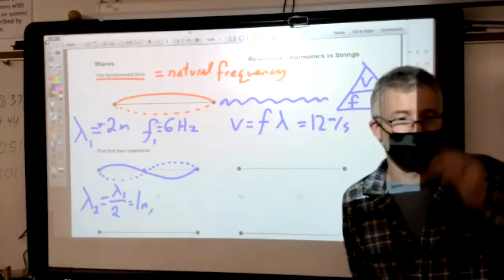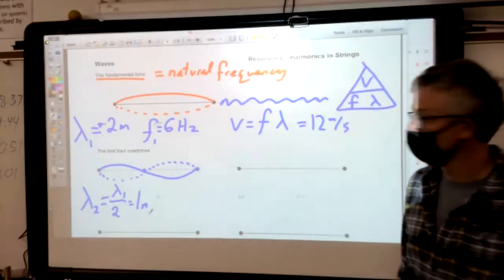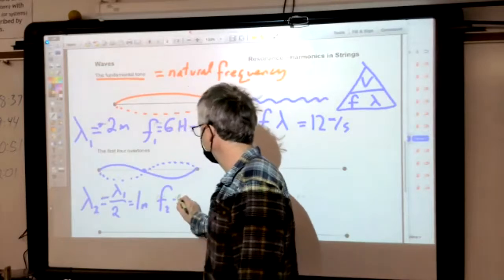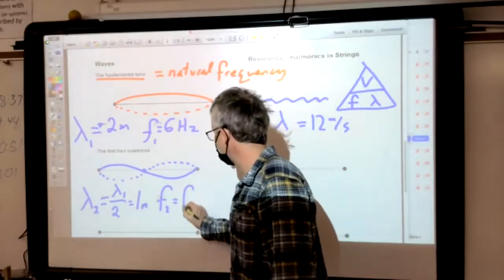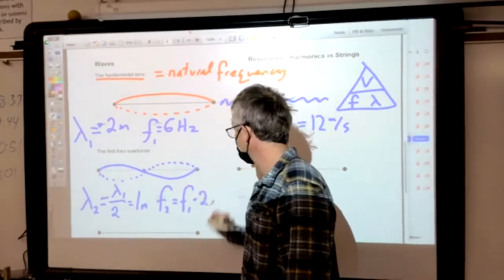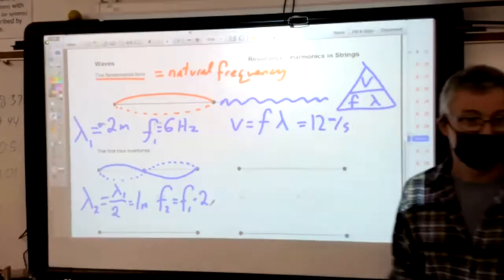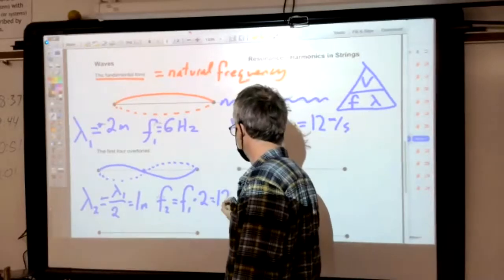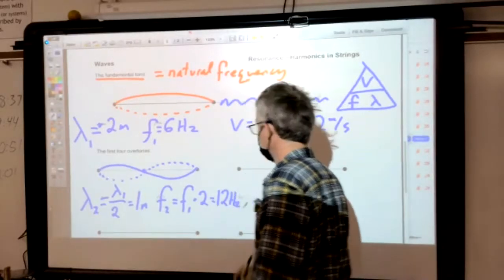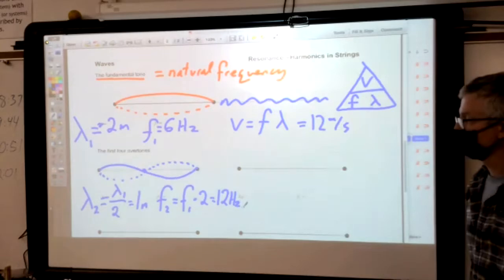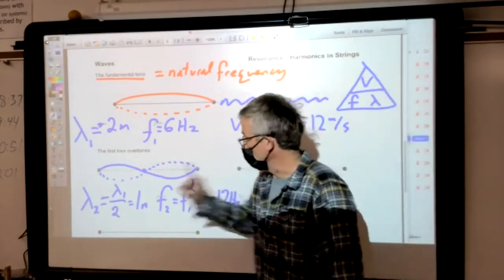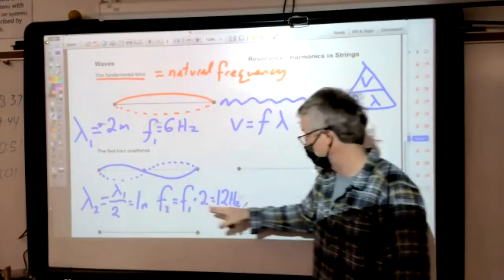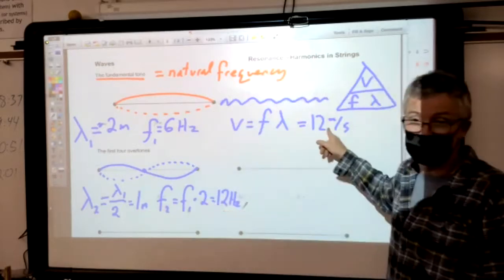This is just an example initial wavelength. The frequency of the second harmonic would be the frequency of the fundamental times 2, whatever the harmonic number is. So that means it'll be 12. Notice that if we multiply the wavelength times the frequency, we get, in this case, 1 times 12, which is still going to be equal to 12.